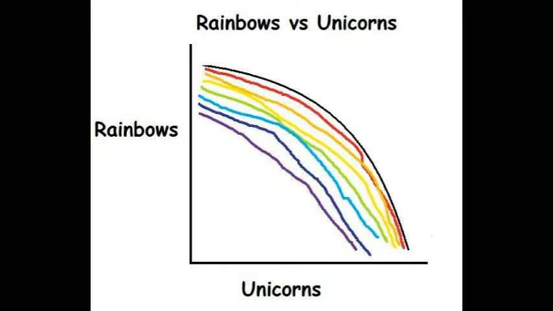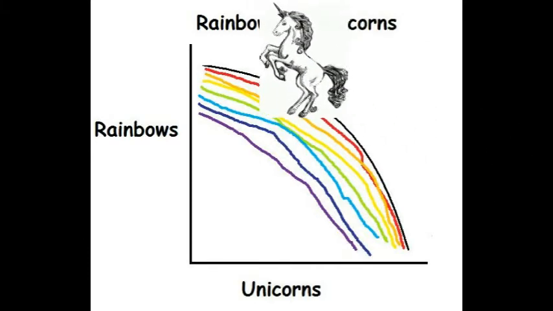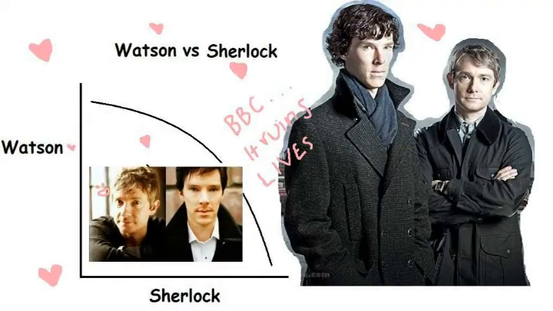Now, everyone loves a unicorn. They're magical, majestic, beautiful creatures. See, now if you were to put this into a PPC chart, like I have, you would get unicorns versus rainbows. The more unicorns you buy, or the more unicorns you make, the less rainbows you can make. And that would be the opportunity cost, the rainbows that will not be made.